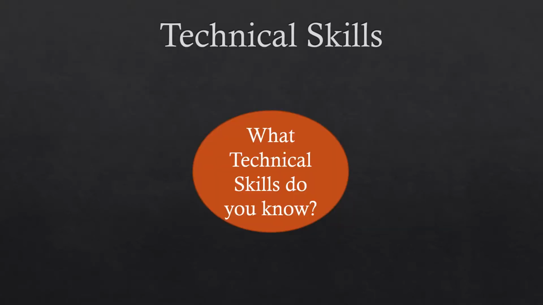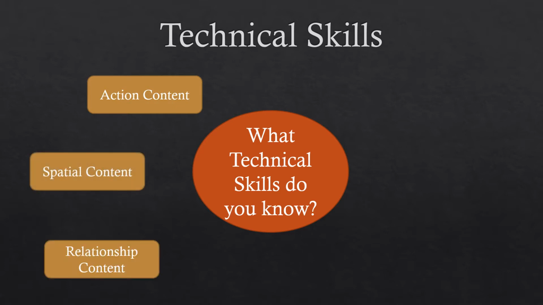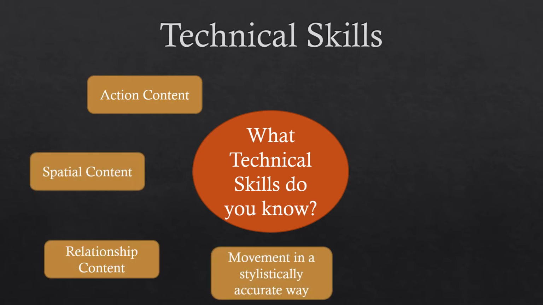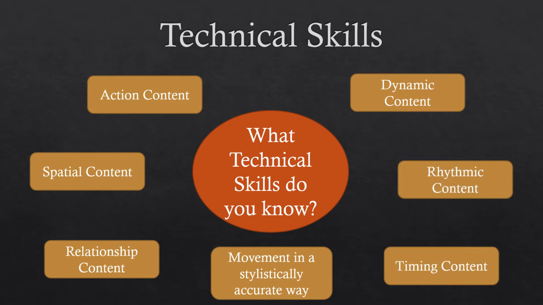Okay, so technical skills. We need to know all seven, and you need to know these off by heart, and their definitions and some examples and how they're important in choreography and performance. So here we go. Action content, spatial content, relationship content, movement in a stylistically accurate way, dynamic content, rhythmic content, and timing content. So today we are going to look at timing content and rhythmic content.